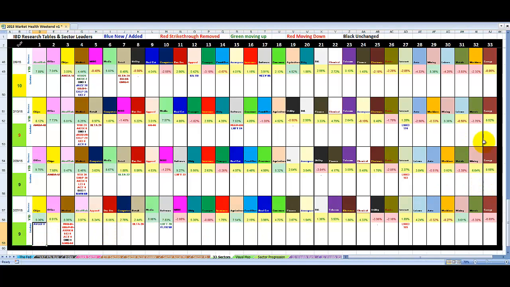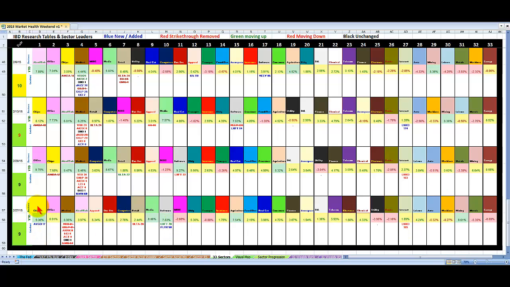The next thing that I do is probably the most time consuming of all of them, and really the more I've done it, the quicker I get at it. What I do is I go through the IBD paper and the research tables and sector leaders section. First I go in and I find out who all the sector leaders are for that week, and I put them in. And each sector leader has an industry group rank. That's the number you see after it. So I list all the numbers next to the ticker.